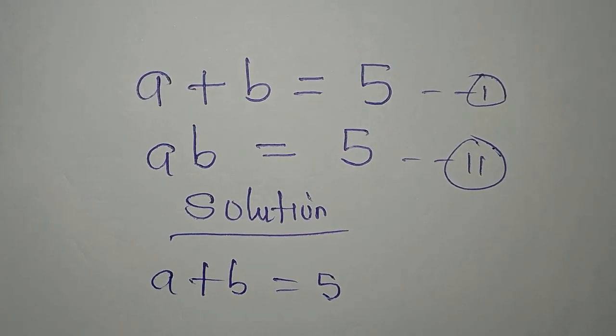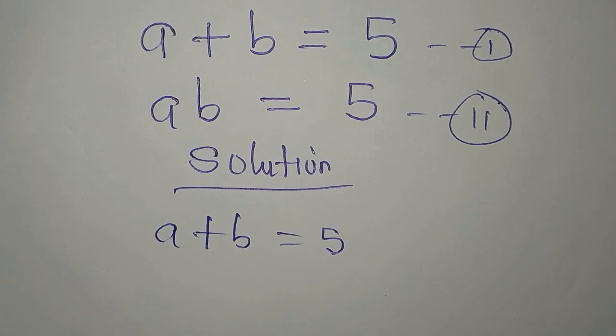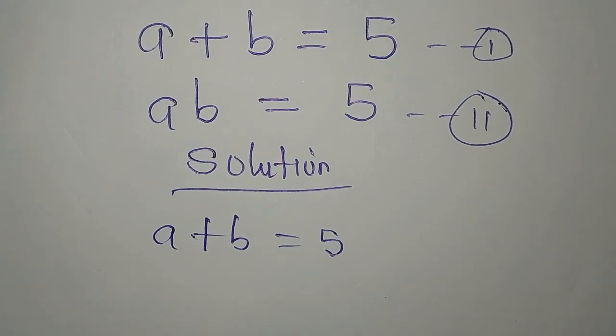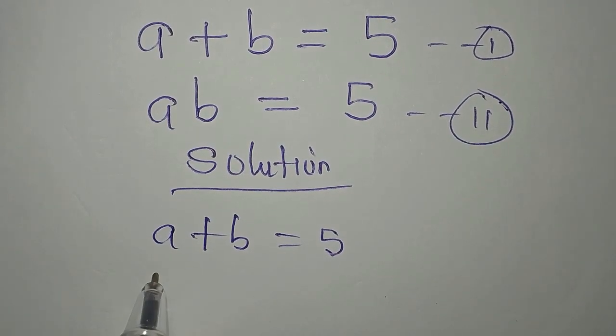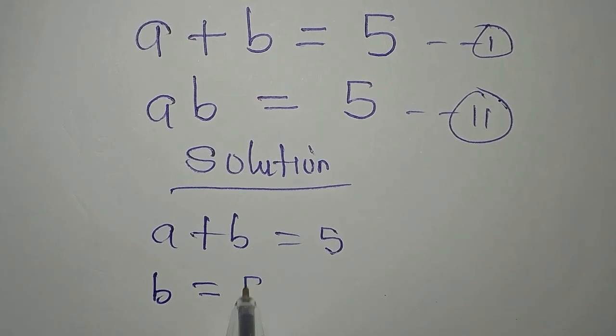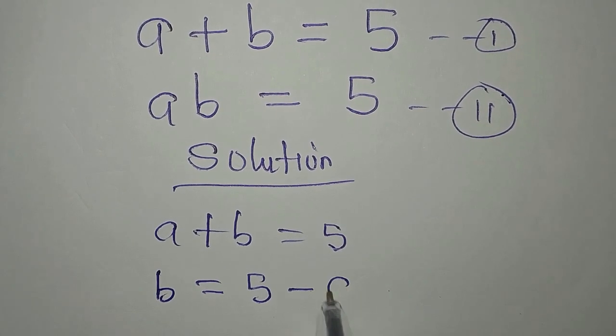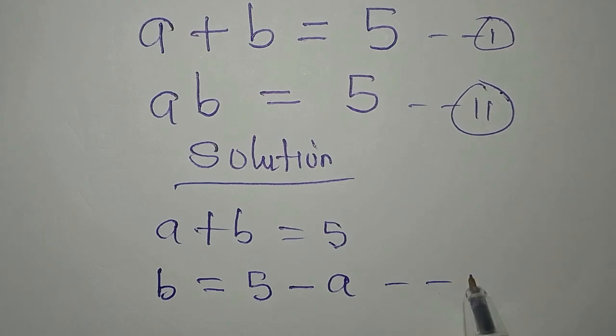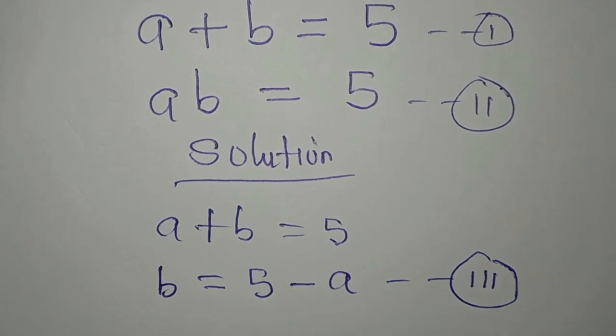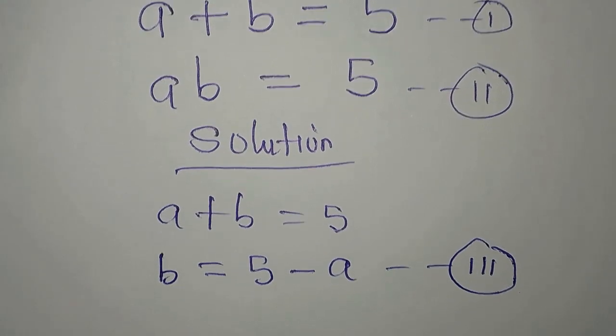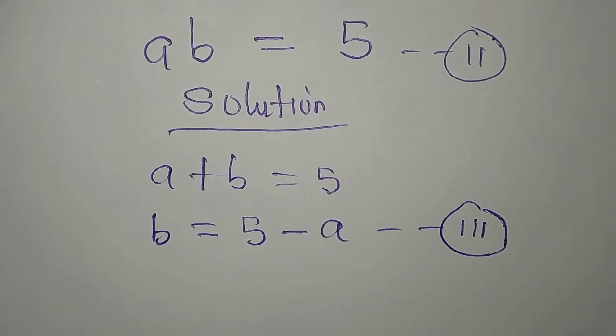And I can get equation 3 from here if I make a the subject, or better still make b the subject, so that b will be equal to 5 minus a. So this becomes equation 3, and we will still need this equation 3 as time goes on.